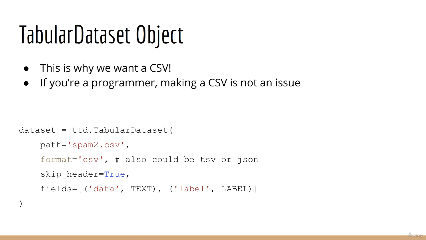JSON is nice, but it just adds extra characters to your data file without any real benefit. You can use it if you want, but again, there's no distinct advantage, unless for some reason your data already came in that format. Next, we set skip header equal to true, since in our dataset, there is a header row that we'll want to ignore. Finally, we set the fields argument, which is a list of tuples. Each tuple contains two items, the name of the field and the corresponding field object. I'll call the first one data and the second one label.